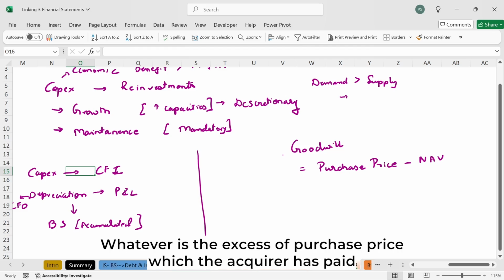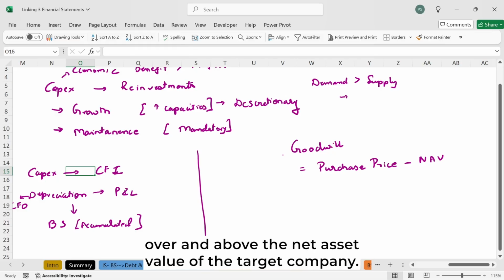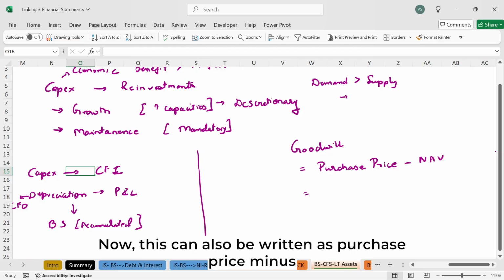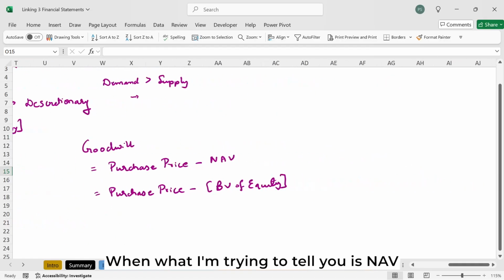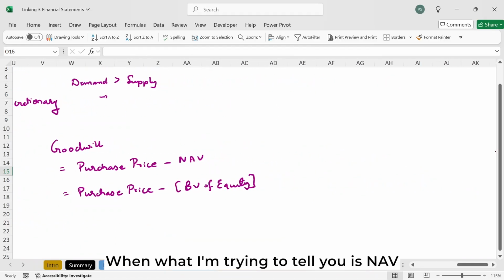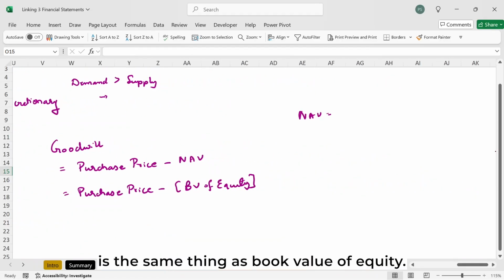Whatever is the excess of purchase price which the acquirer has paid over and above the net asset value of the target company. Now, this can also be written as purchase price minus the book value of the equity of the target company. What I'm trying to tell you is NAV is the same thing as book value of equity.